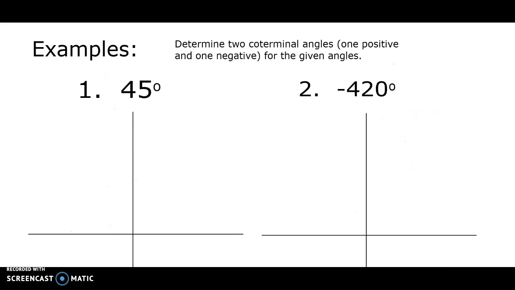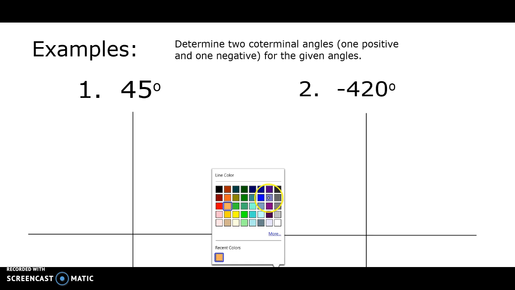Okay, so let's look at a couple more examples here. It says now determine two coterminal angles, one positive and one negative, for the given angles. So now we're talking about in terms of degrees. Remember last time it was in terms of radians, so we were just adding and subtracting 2 pi. So how might we do this time? Degrees, full rotation.